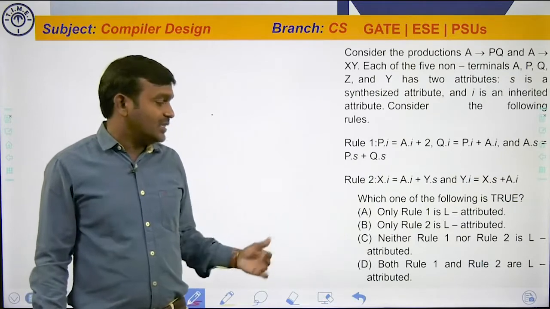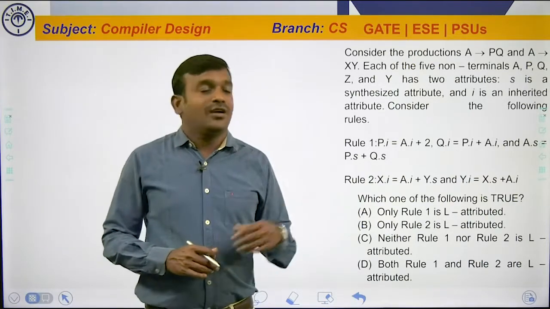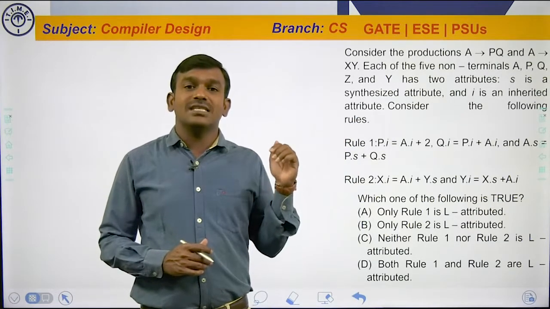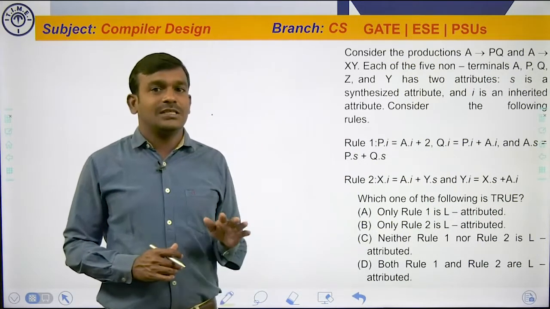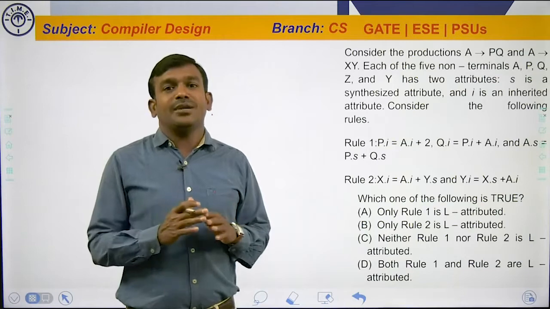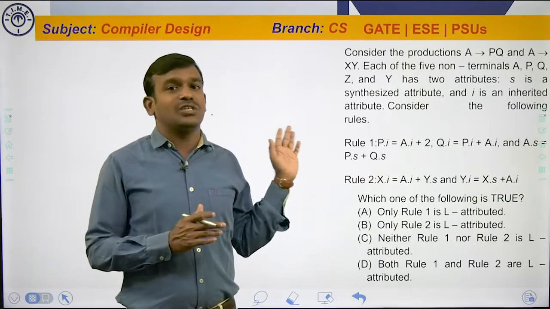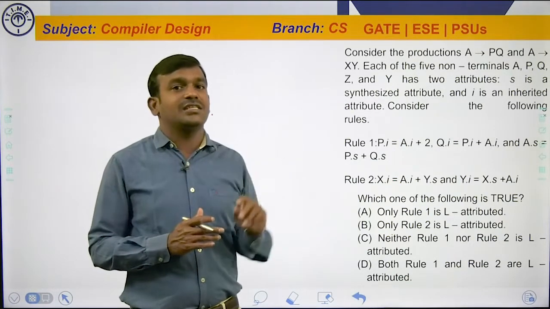So first see the options: only rule 1 is L attributed, only rule 2 is L attributed, neither, both. See, first of all, what is meant by L attributed and what is meant by synthesized and inherited? L attributed means it allows both synthesized attributes and inherited attributes, but the restriction is all the inherited attributes must be evaluated either from the parent or left hand side siblings only. Even though it is an inherited attribute, it should not be evaluated from the right hand side siblings.